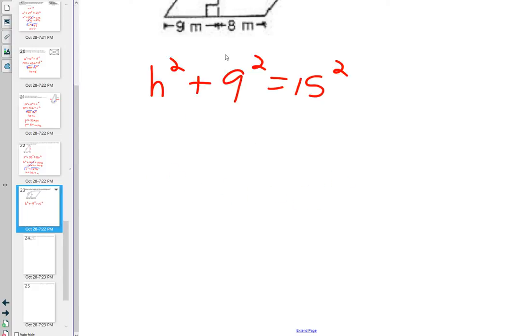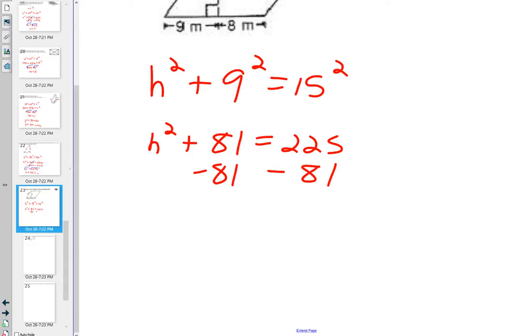It looks like it's also going to be a Pythagorean triple. Height squared plus 81 is equal to 225. Minus 81, minus 81. What is it, 144? Yeah. Which means the height is just 16 meters.